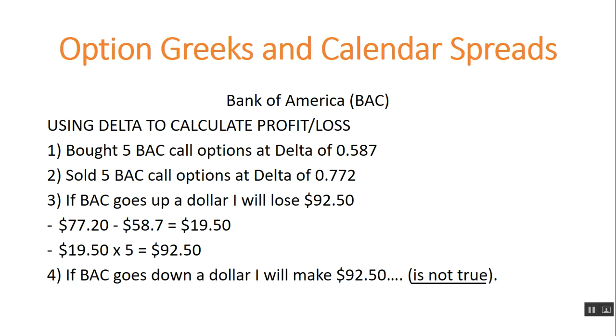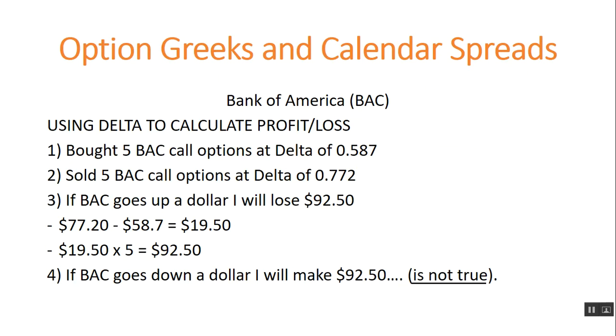And this is where option Greeks kind of fail. They don't work very well. If you go strictly by those option Greek numbers, then the math says that if B of A goes down $1, I will make $92.50, but that is not true, and I'll tell you why.